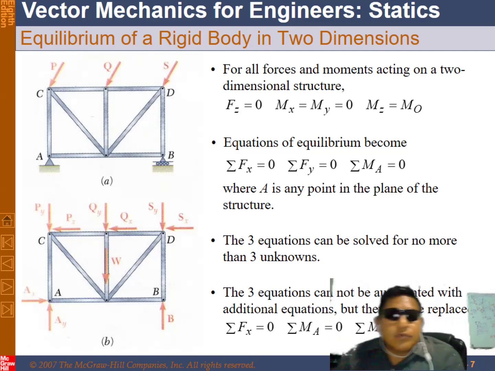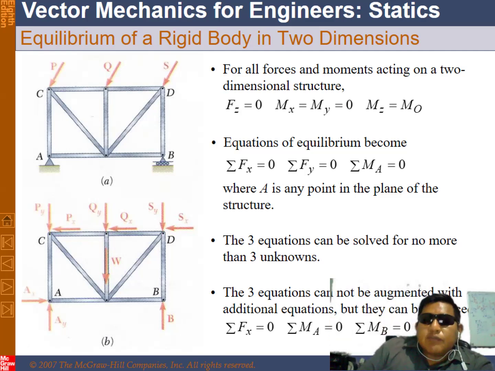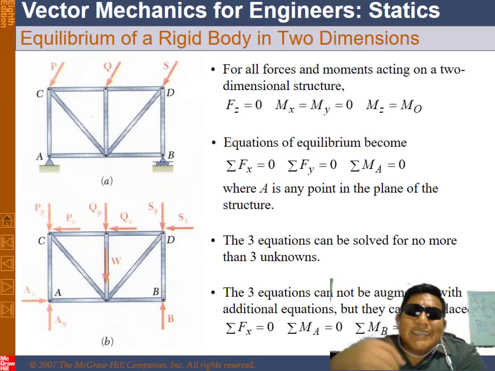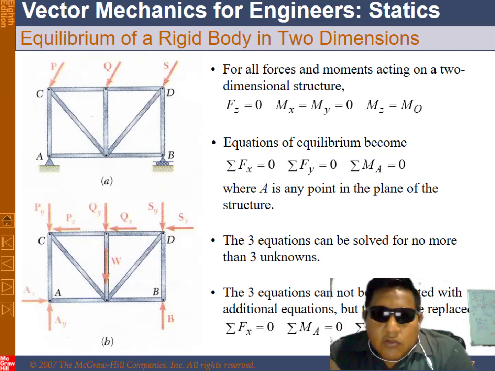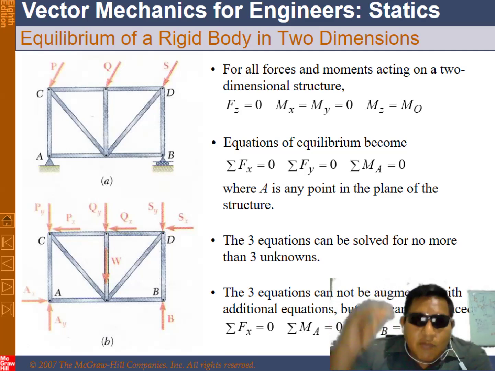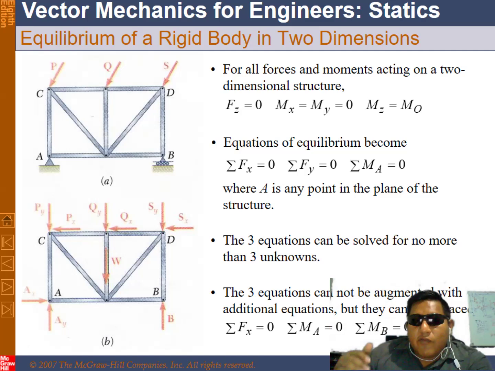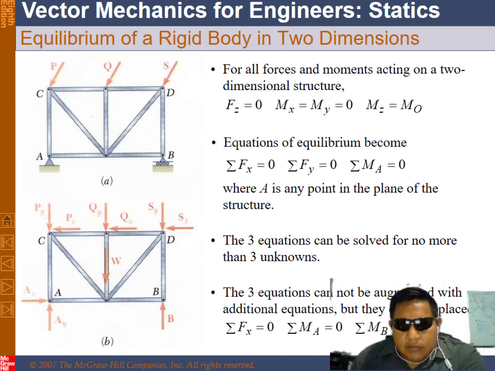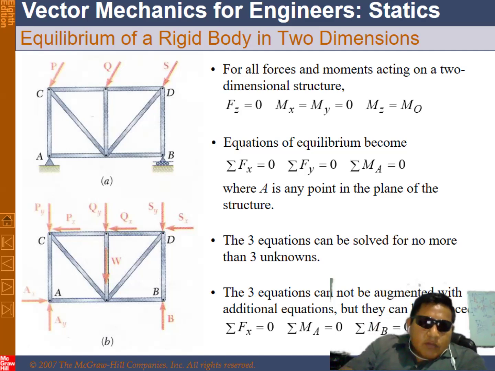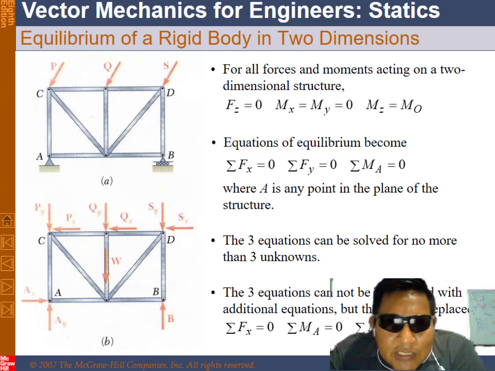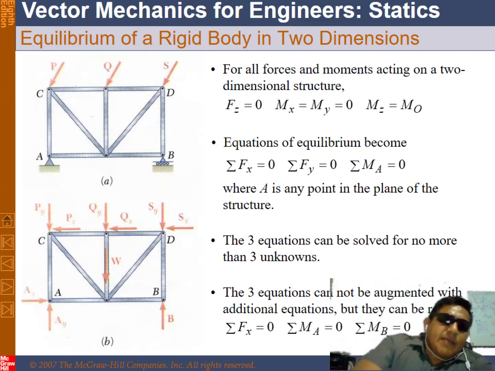So continue. The equations can be solved for no more than 2 unknowns. Why no more than 2 unknowns? The number of equations is the same as the number of variables. Check it out. This structure is the same. It's the same as this picture. Yes, it's the same. But what is the difference?